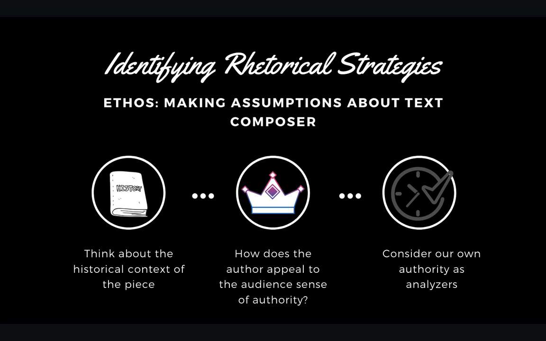The first rhetorical strategy we're going to cover is ethos, and that's making assumptions about the text composer. Think about the historical context of the piece. How does the author appeal to the audience's sense of authority? Who is Charles Perrault? Who is the director of Hoodwinked?